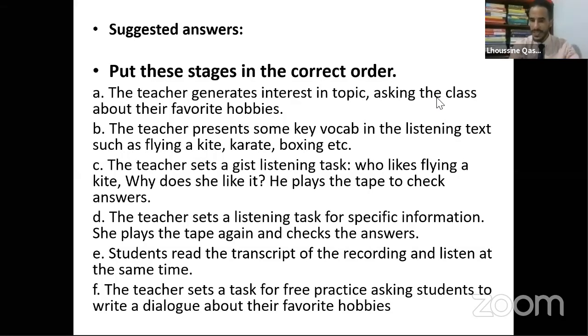Nadia said, this is what I do in my class. Thank you, Nadia. Is it clear so far? Yes, please. Do you agree with the answers suggested here?